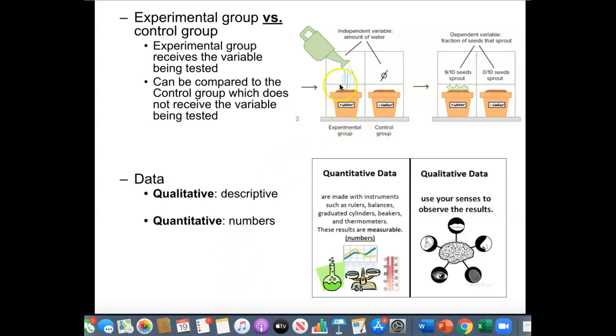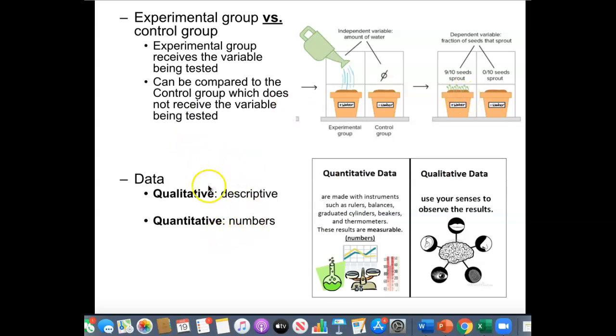So here we have a plant pot that's getting water. There's seeds in there. And then this control group gets no water. So after time, this pot has sprouted and this pot has not. The control group did not sprout any plants. Therefore, water must be affecting seed sprouting.